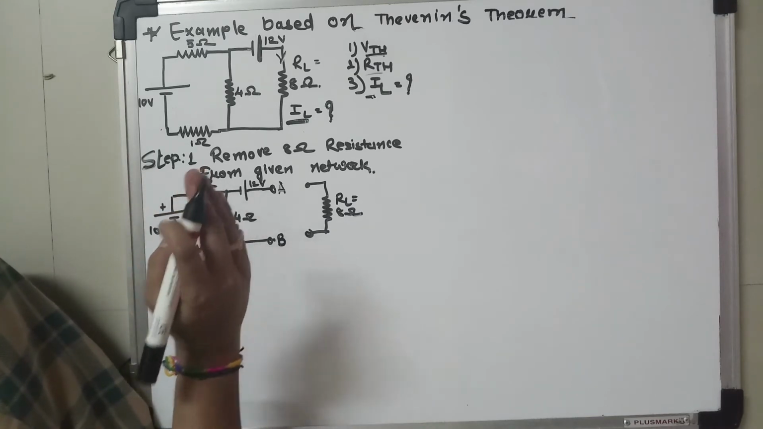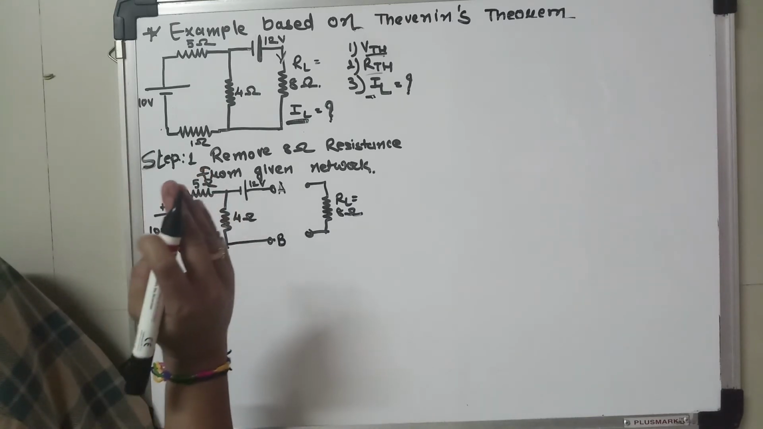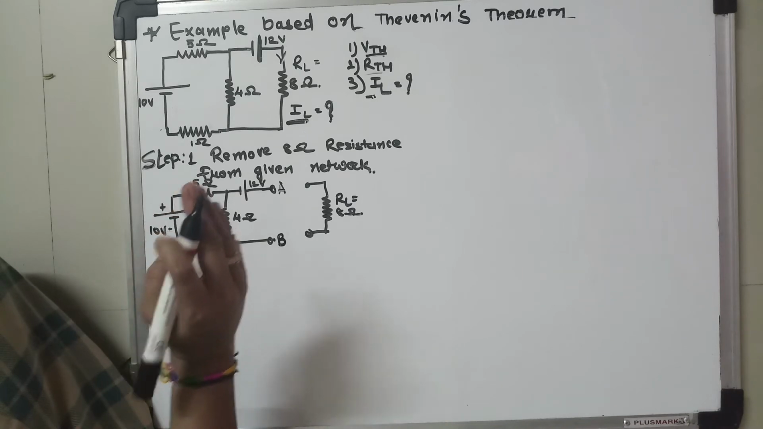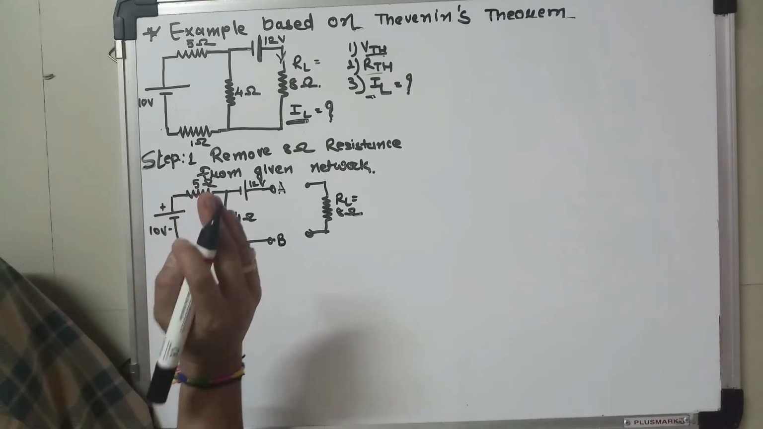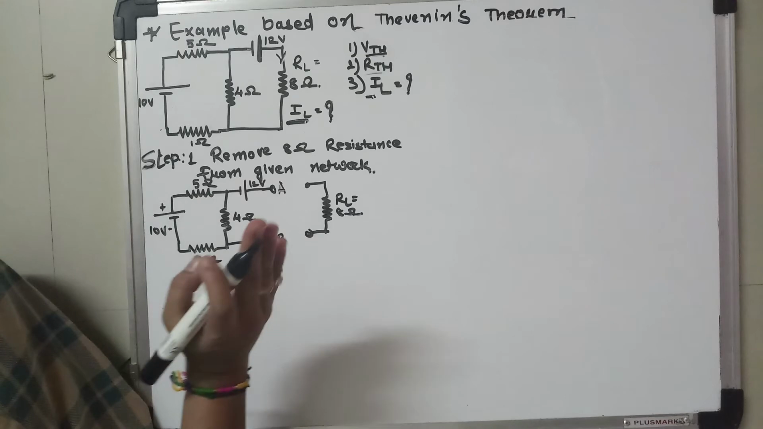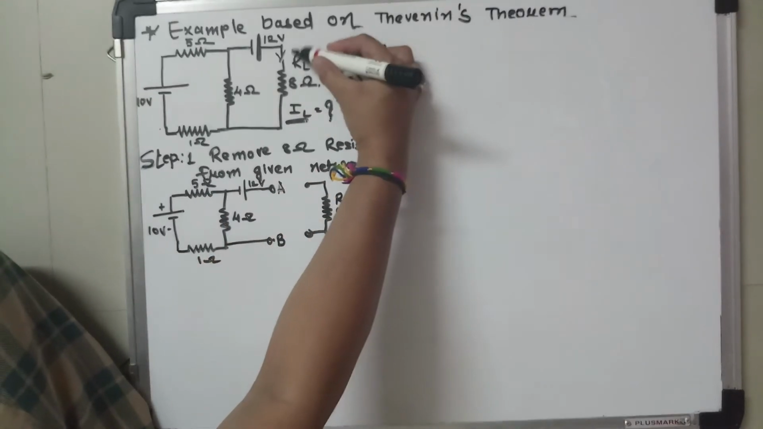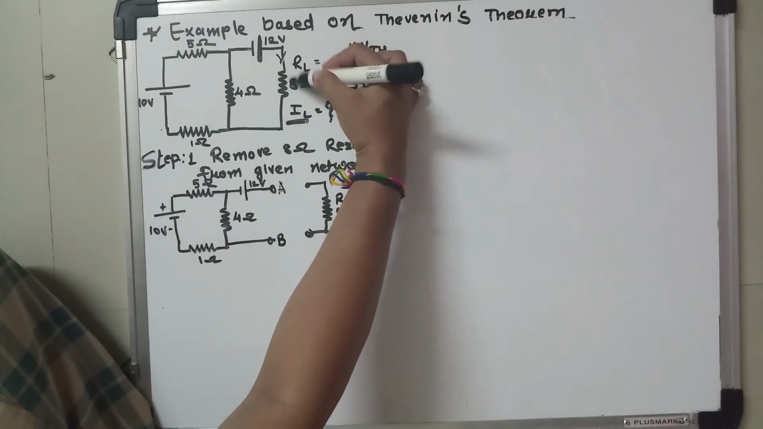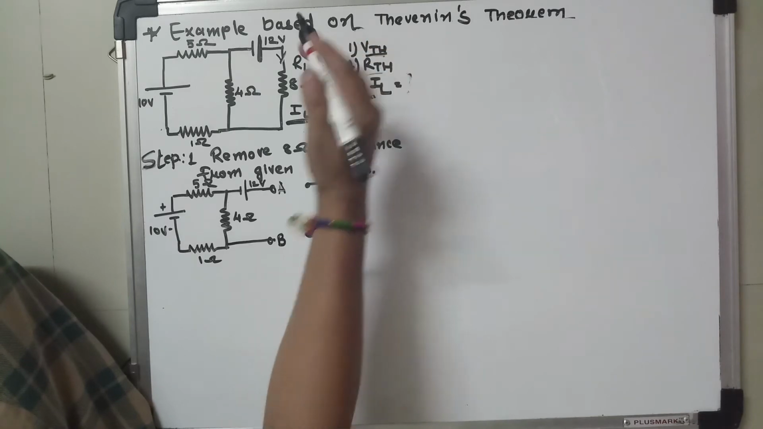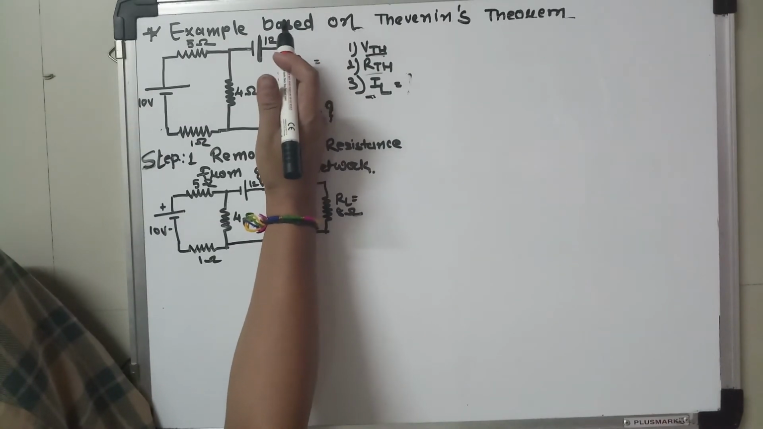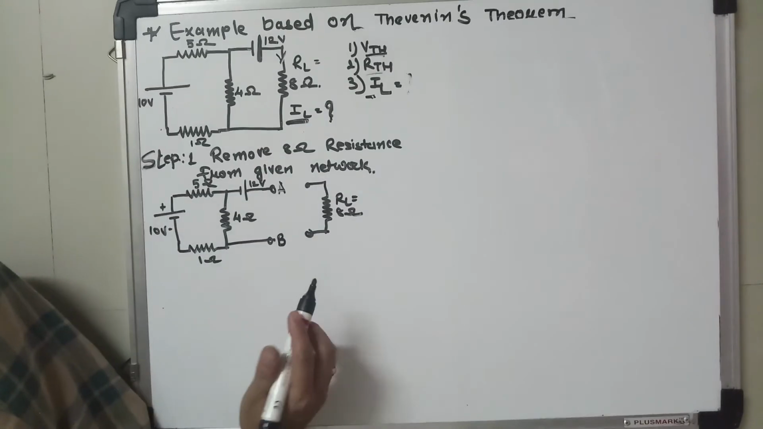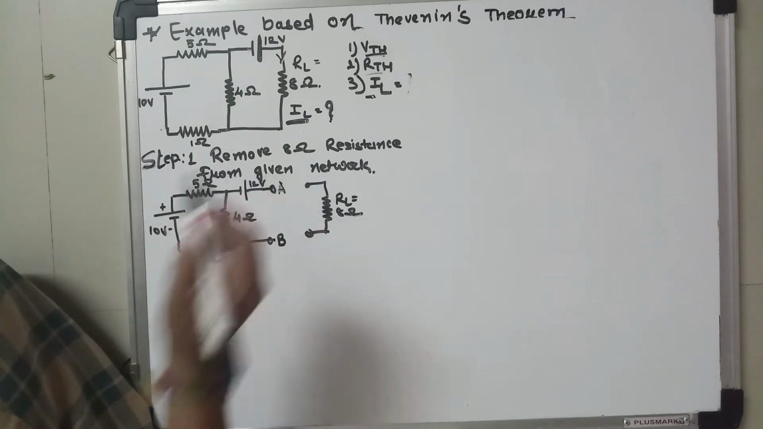First of all, remove the element or component through which you want to find out the value of the current from the given network. Here I am going to find out the value of the current passing through the 8 ohm resistance. So the 8 ohm resistance is disconnected from the given network, and my circuit will be like this.